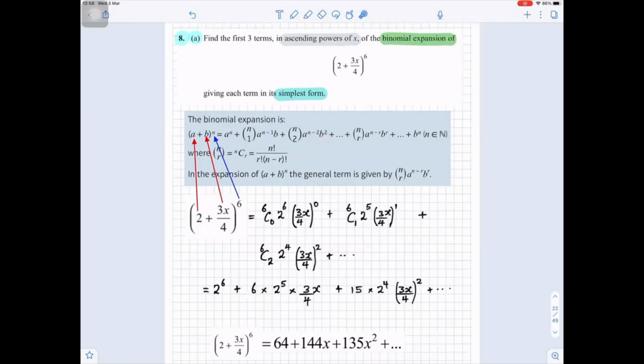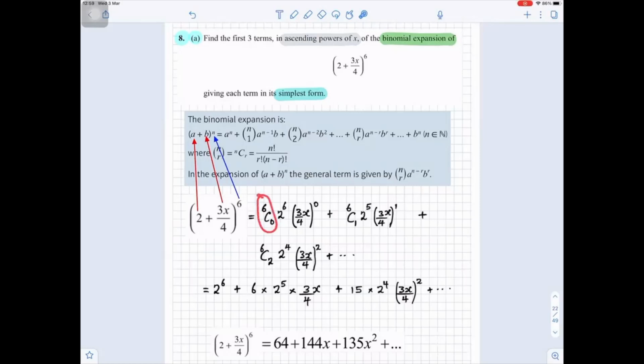So 2 plus 3x over 4 to the power 6. So the 2 represents the a. Very important. You watch this carefully. The a is the 2. And your b is 3x over 4. And your n is 6. Once you know what a, b, and n are, you use the formula.